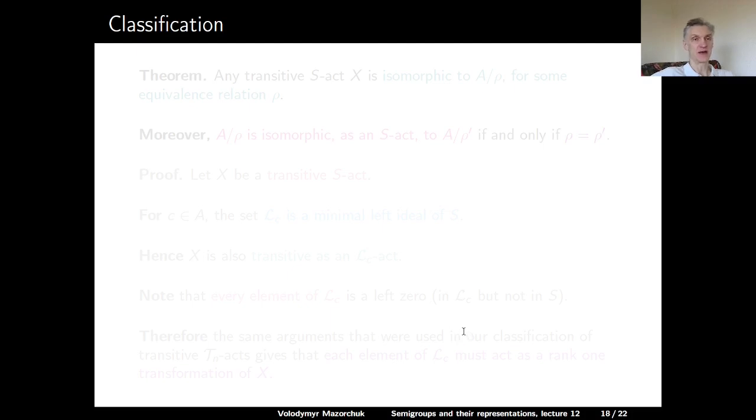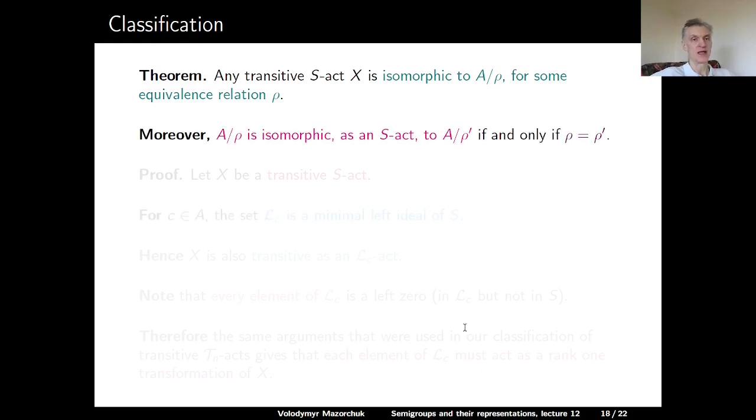Now we can classify all transitive acts over rectangular bands. Theorem: any transitive S act X is isomorphic to A modulo ρ for some equivalence relation ρ. Moreover, A modulo ρ is isomorphic as an S act to A modulo ρ prime if and only if ρ is equal to ρ prime.